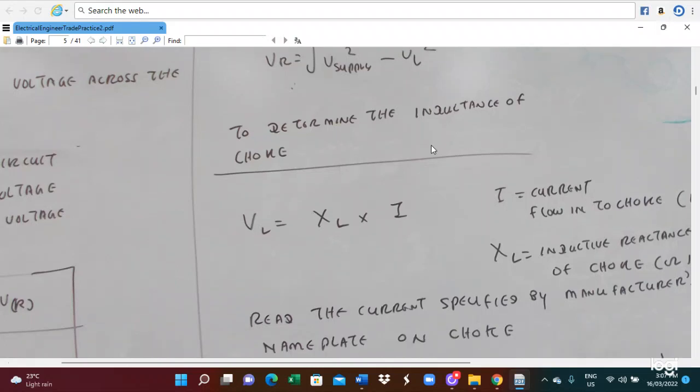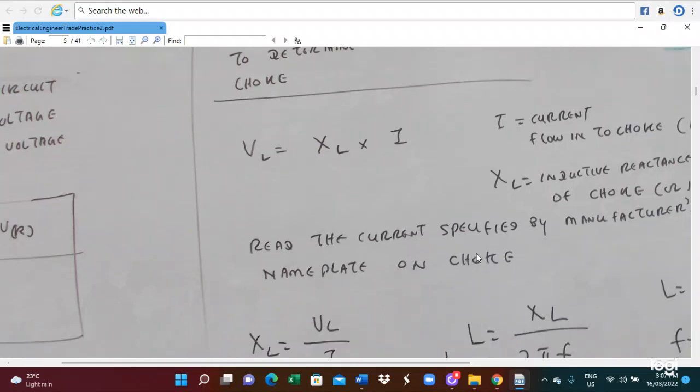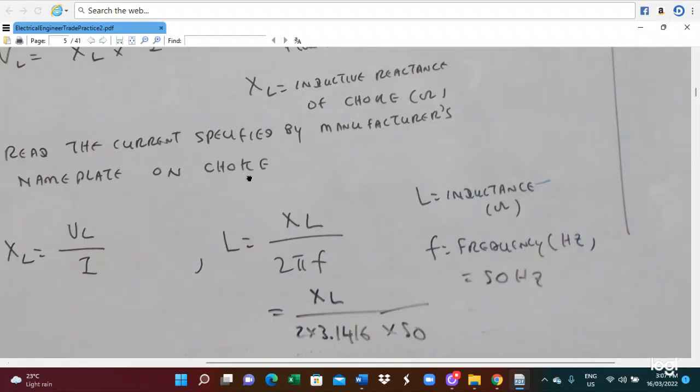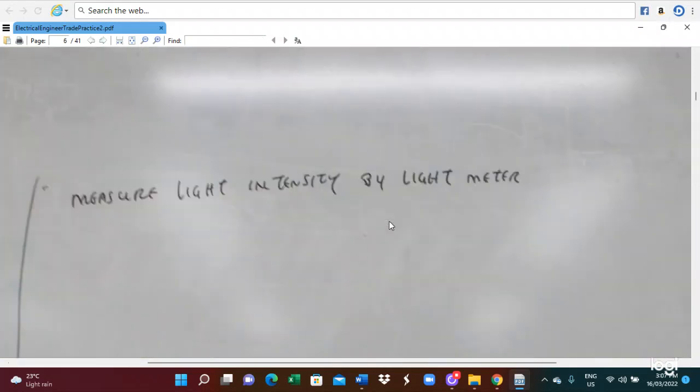We also have to determine the inductance of the choke. VL is the voltage across the choke, XL is the inductive reactance, and I is the current. So this formula has to be utilized. Therefore XL is VL divided by I. So in this case we get XL. Then L equals XL divided by 2 pi f, where pi is 3.1416 and f is the frequency. Then you can calculate the inductance value. So this is the way we calculate the inductance of the choke.